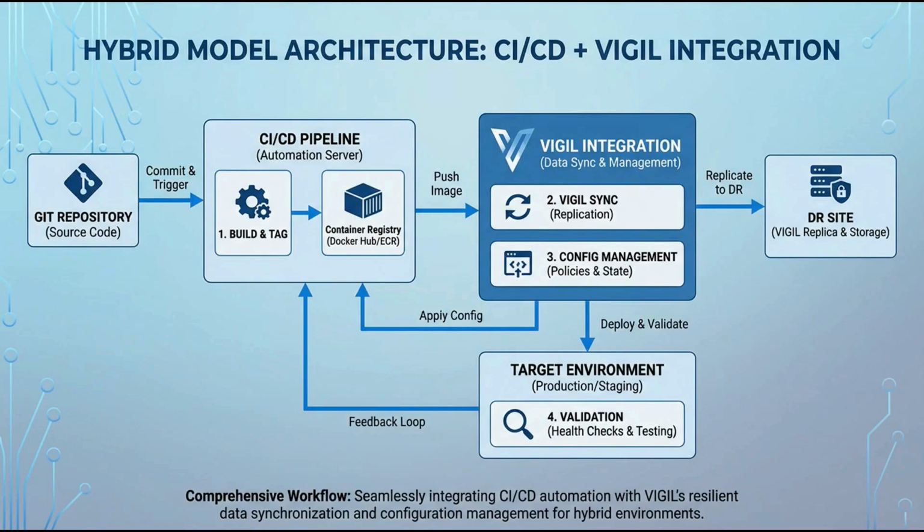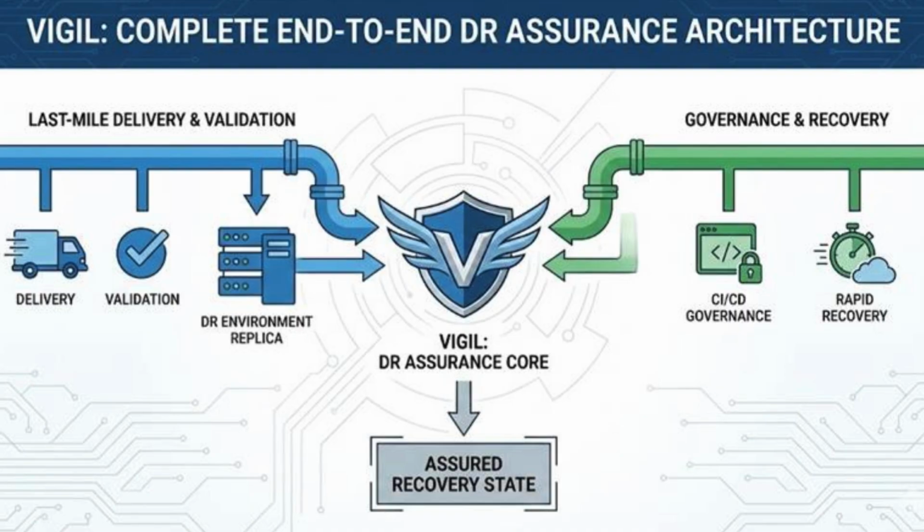So your CI/CD pipeline builds and tests the container image, pushes it to a central registry. VIGIL then takes over from there. It handles the secure sync to the DR site, it manages the configuration injection, and it runs automated health checks to prove it's ready. So VIGIL becomes the last mile delivery and validation service for DR. That's a very powerful combination. It's the best of both worlds. You get the strong governance from CI/CD and the guaranteed rapid recovery from VIGIL.